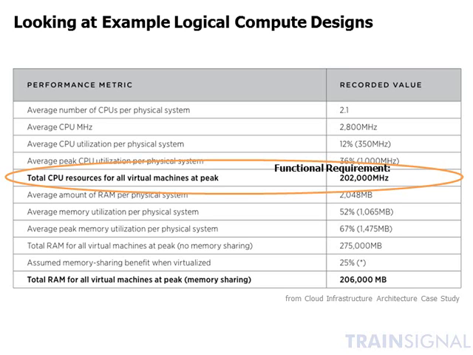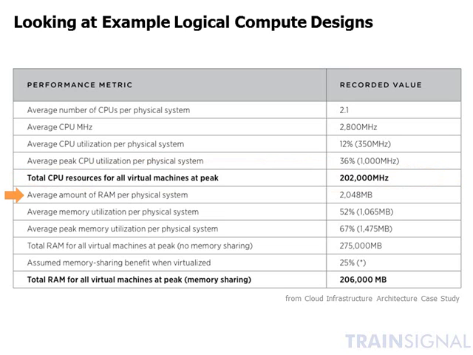In the same manner, we take a look at the RAM statistics that were gathered: average amount of RAM per system, average and peak memory utilizations, total RAM, and then here we see an example of assumed virtualization benefit, a memory sharing benefit of 25%. You'll note the asterisk there.